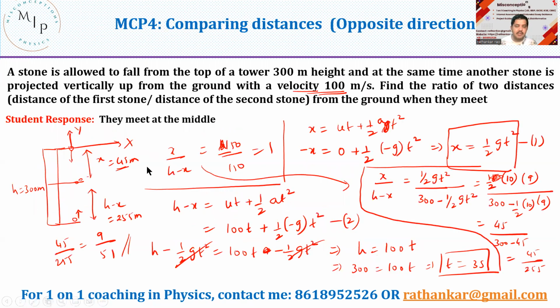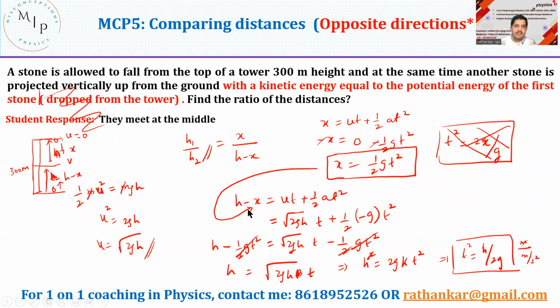And then we also looked at comparing distances in opposite directions, wherein two balls have been dropped. One ball is being dropped down vertically, and the other ball is being thrown upwards vertically. And as a result, where does the ball meet? That's what we looked at. We derived an expression, and the value of it was seen to be 9 by 51.